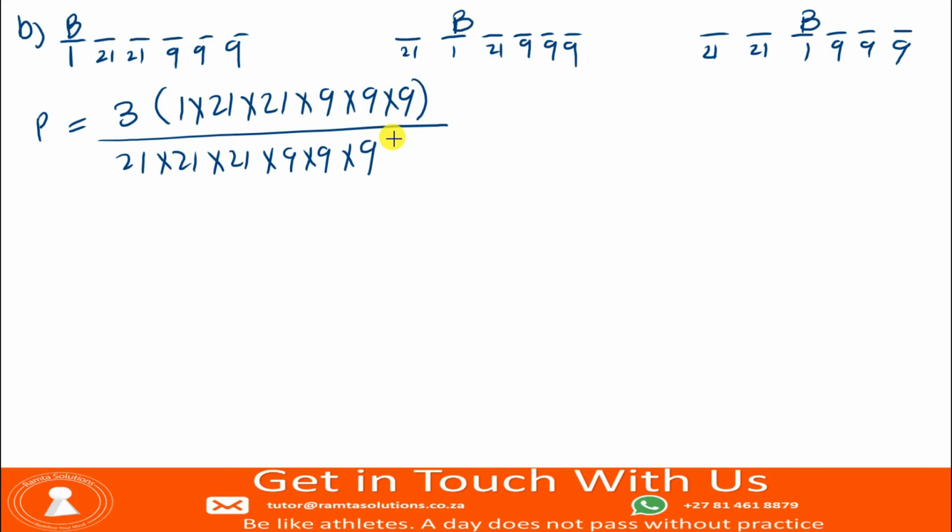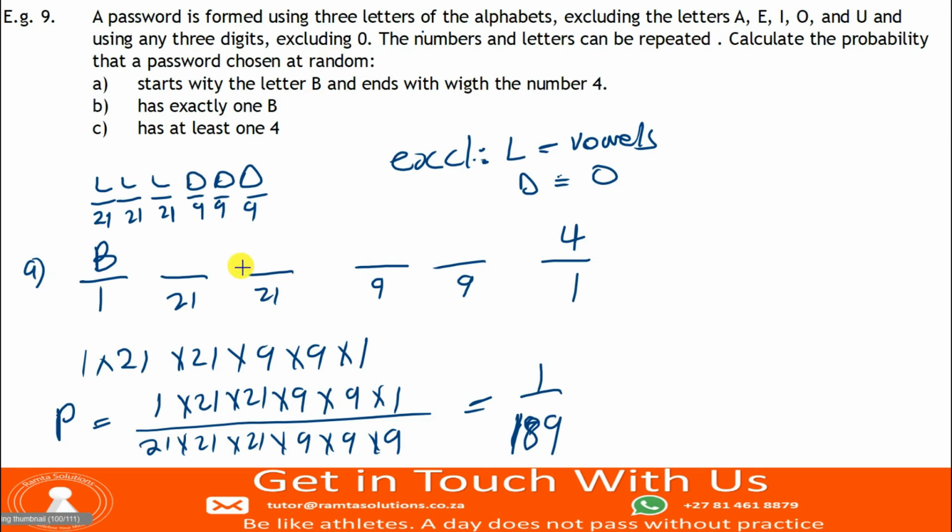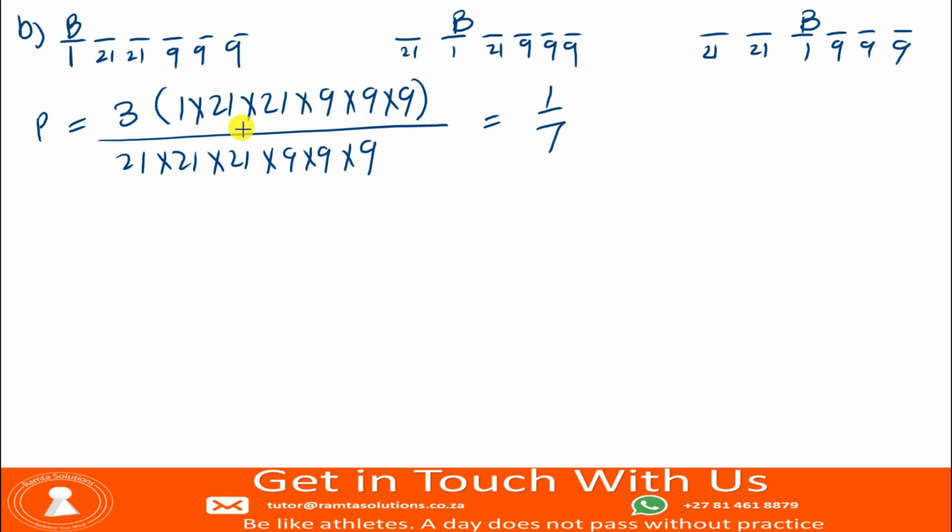21 squared times 9. What are we getting here? Our probability is 1 over 7. Now, the probability that a password chosen at random will have exactly one B is 1 over 7.